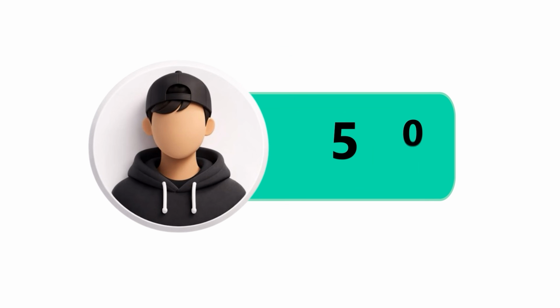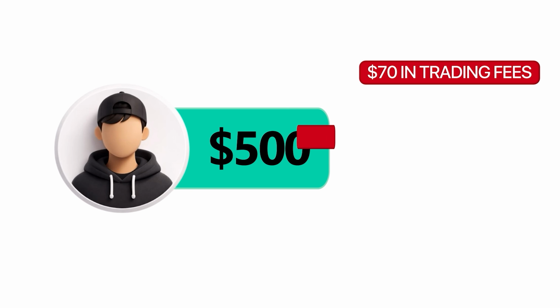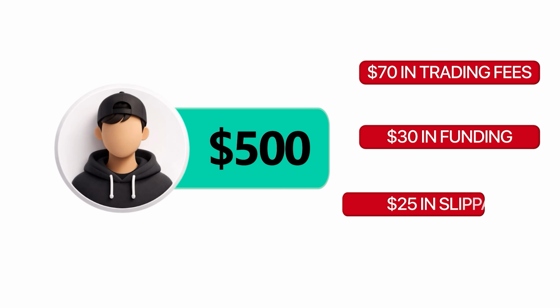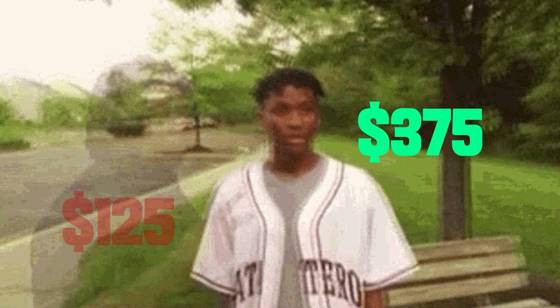So for example, let's suppose your trading profit of this particular month is almost $500, but in the same month you paid almost $70 in trading fees, $30 in funding, and another estimated $25 through slippage. So basically your strategy generated almost $500 for you, but after considering all the cost which you paid, it's actually $375. So that means almost $125 disappeared through trading friction, which is 25% of your gross profit.